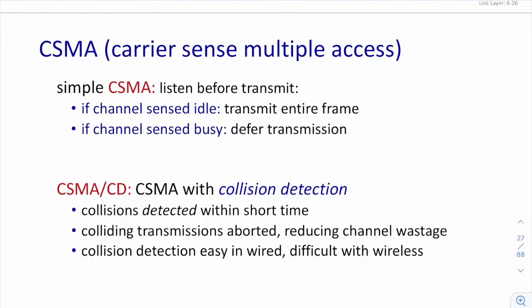Carrier sense means you have to sense the channel before you send. So if the channel is sensed idle, then you can send the entire frame. But if the channel is sensed busy, then you don't send the frame out to interfere with the other signal, right? So you defer your transmission. That is what we call carrier sense under a multiple access environment.